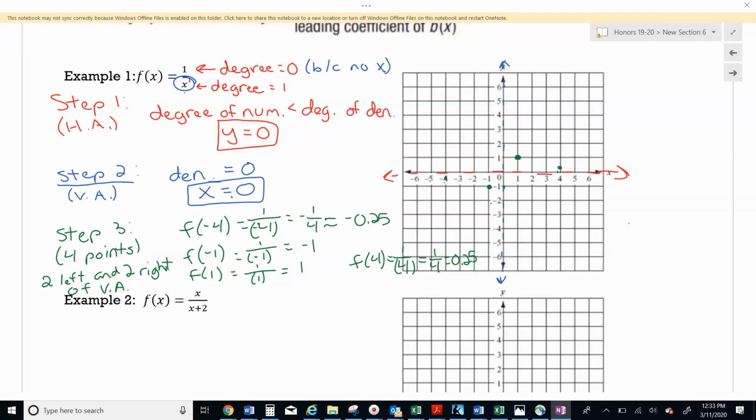Okay. And then I can see that this is going to be under here, so I'm thinking about how I'm going to get close to those asymptotes while still going through the points I found. Okay, and there is our graph of 1 over x.